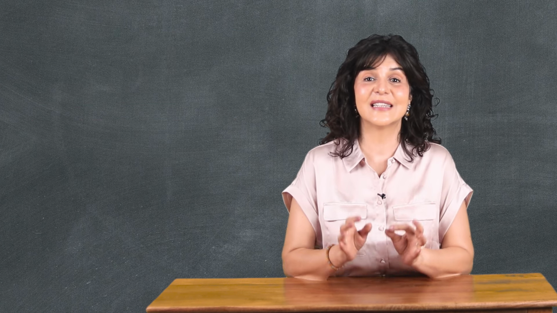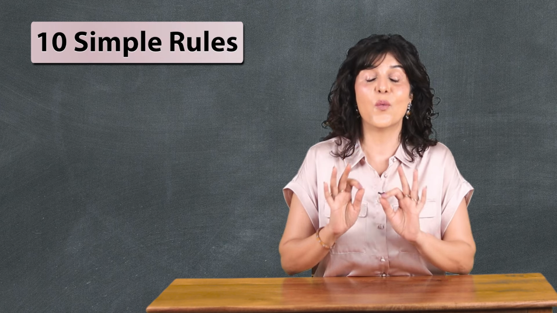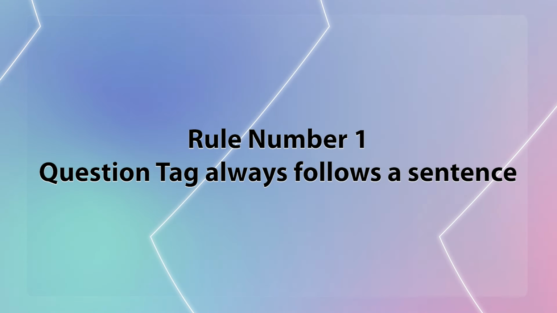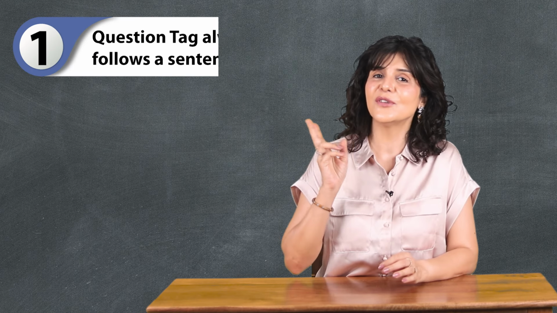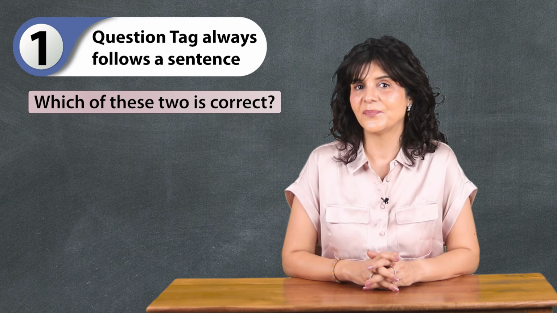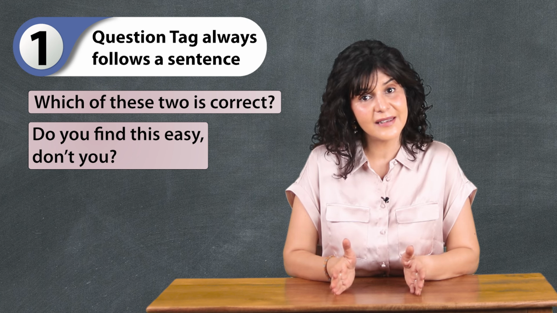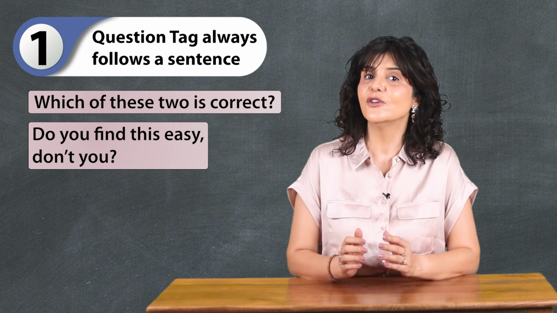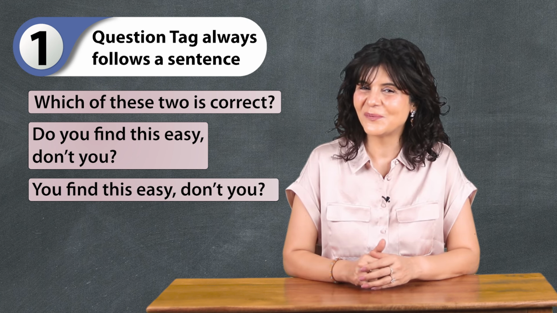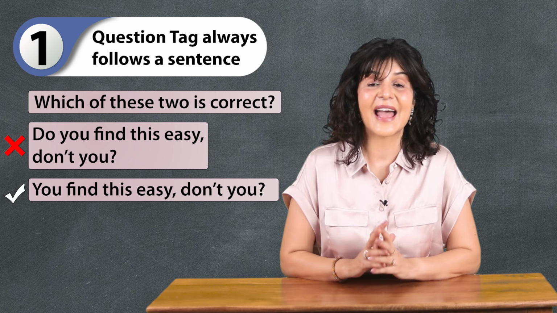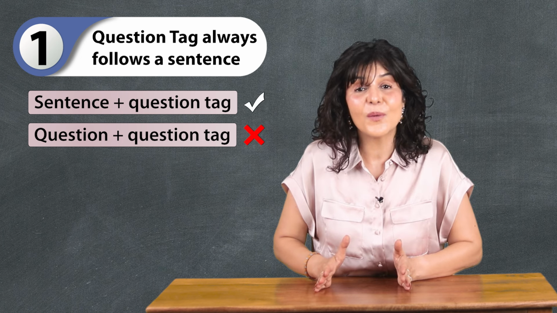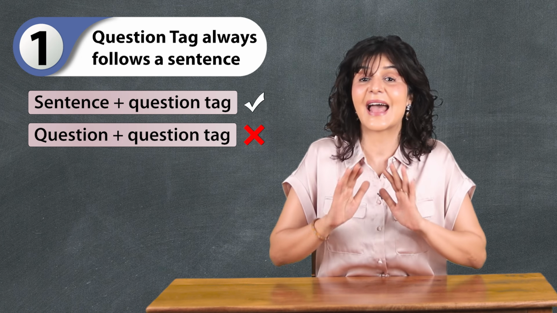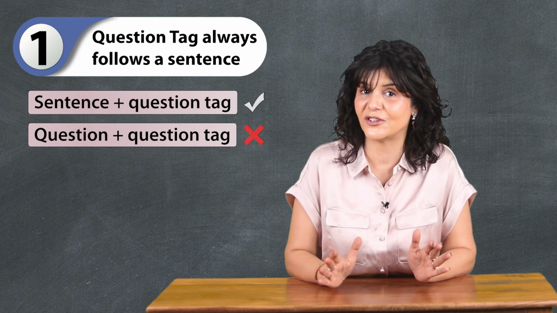Now, let's go over the 10 simple rules one by one. Rule number 1. Question tag always follows a sentence. Now, which of these two sentences is correct? Do you find this easy, don't you? Or, you find this easy, don't you? Well, the second one is correct and the first one is wrong. A sentence tag is always put at the end of a sentence and never at the end of a question.